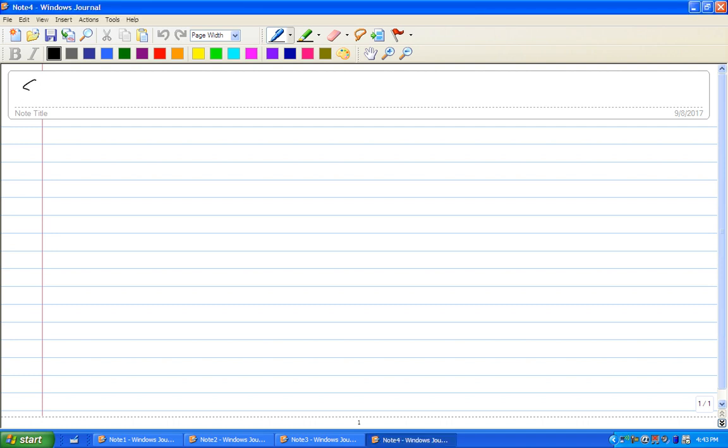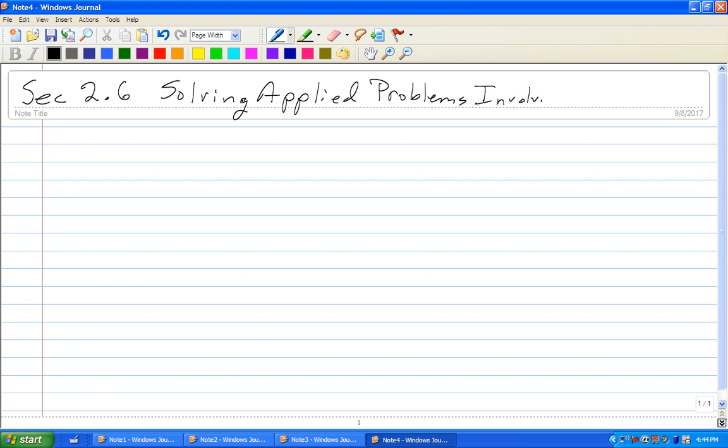Section 2.6, Solving Applied Problems Involving Ratios.